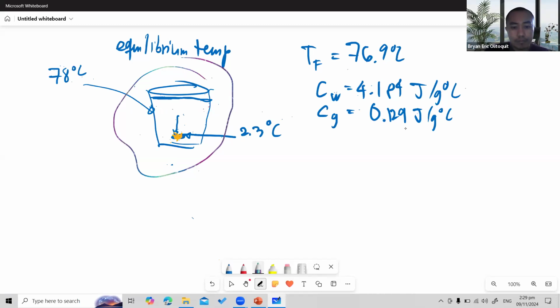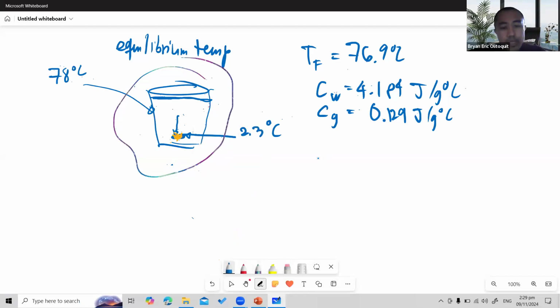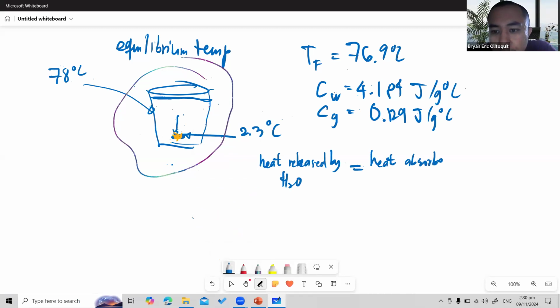Going back, the heat released by H2O, yung nilabas na init ng H2O is equivalent therefore to the heat na inabsorb by the gold. Yung nilabas na init ng tubig is equivalent dun sa na-absorb ng gold.